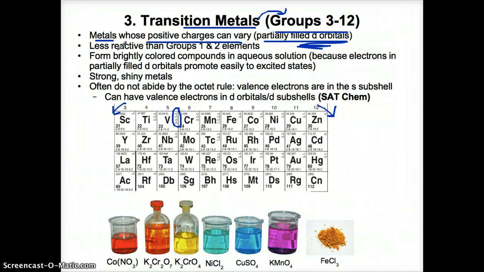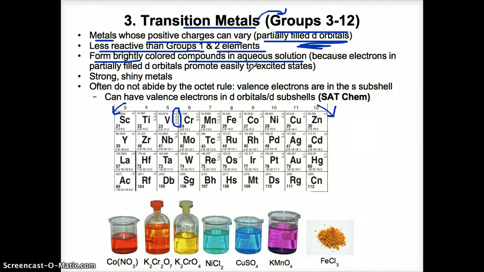And as you know, transition metals are less reactive than groups 1 and 2, because these two groups are the most reactive of all metals. Now, transition metals will tend to form very bright, colorful compounds in aqueous solution, such as cobalt, chromium here and here, nickel here, copper here, and manganese here, and even iron 3 ions when you put them in water.